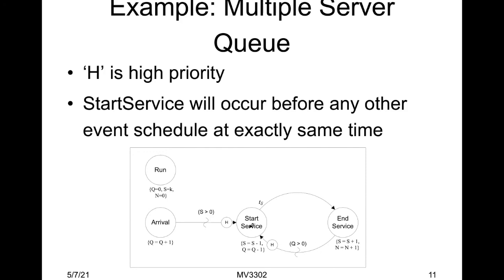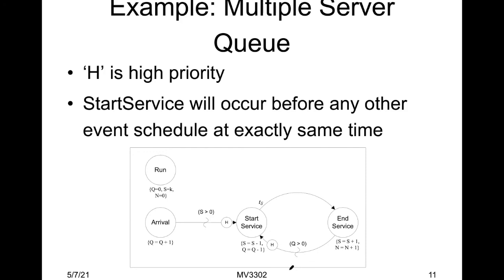So for our multiple server queue, or our simple server component, the key here is that we need to have this start service event happen before any of the other events. In other words, we want to give it a high priority. And this is how we do it. And again, in all the years that I've been using this model, there has never once been a collision.